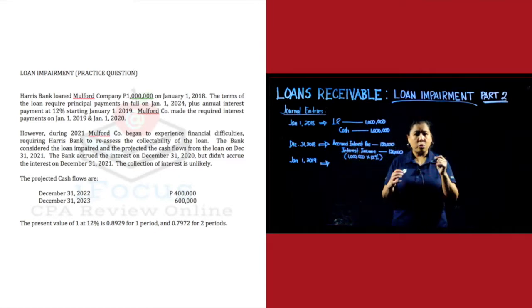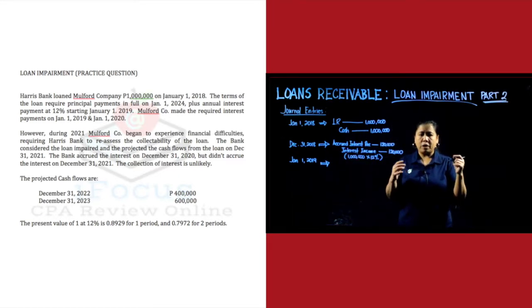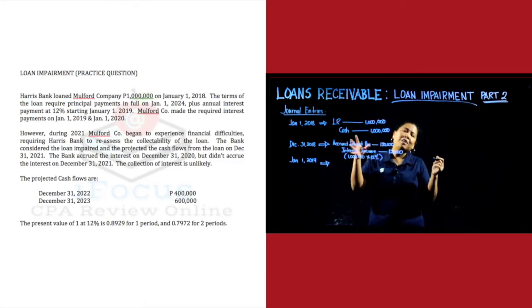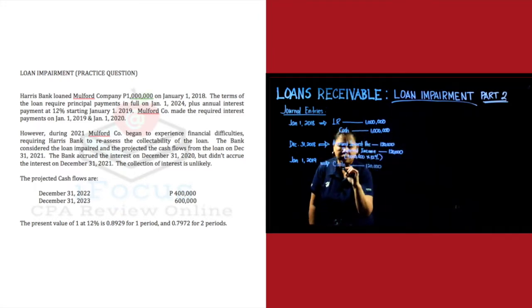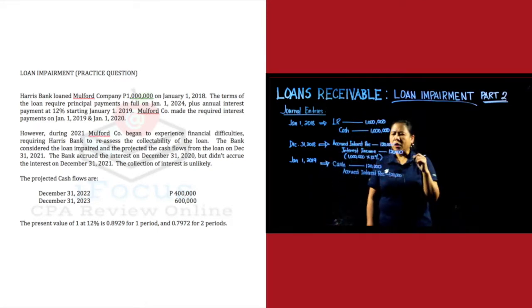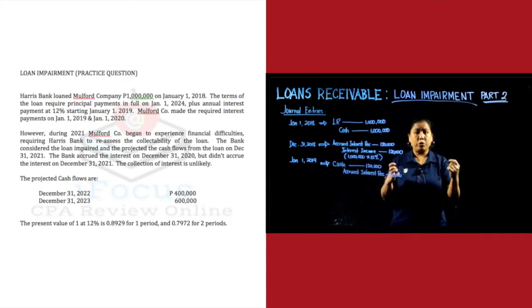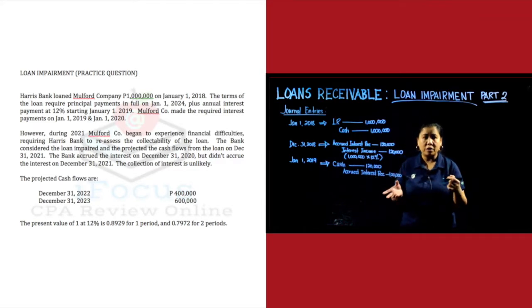Alright, here comes January 1, 2019. Na-receive ni bangko, ni Harris Bank, yung payment ni Mulford Company, yung borrower, yung sa interest. So, we debit our cash of 120,000 and we credit the accrued interest receivable. Bakit? Kasi na-receive na nga po natin. Kaya aalisin na natin yan sa ating receivable. So, we debit our cash and we credit our accrued interest receivable of 120,000 on January 1, 2019, nung na-receive natin yung payment ni borrower.